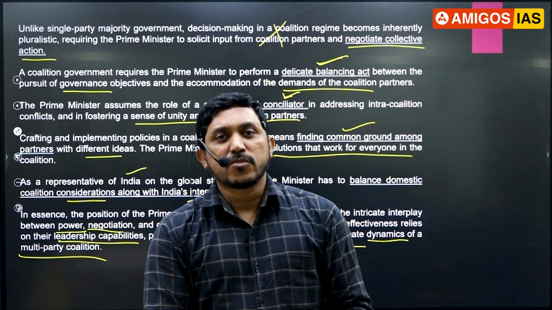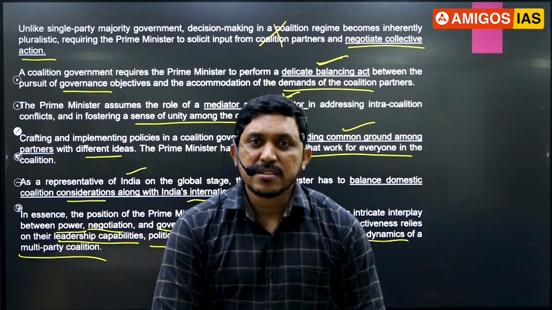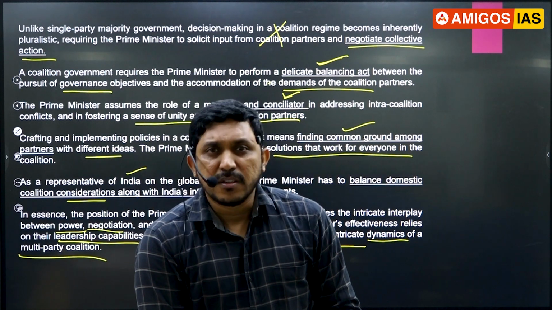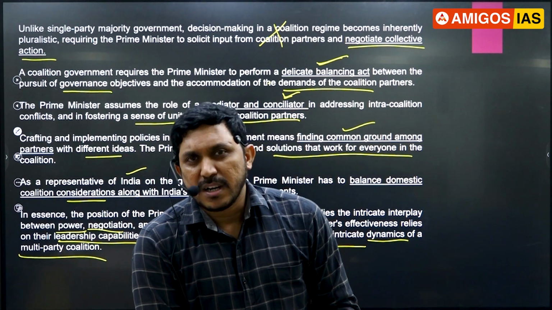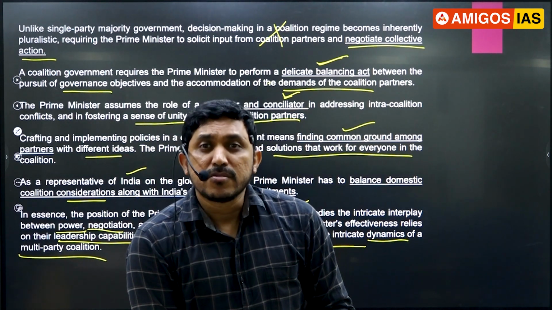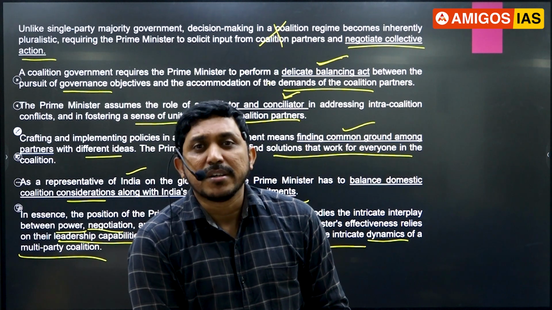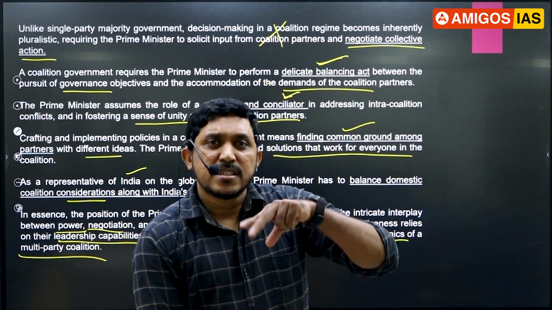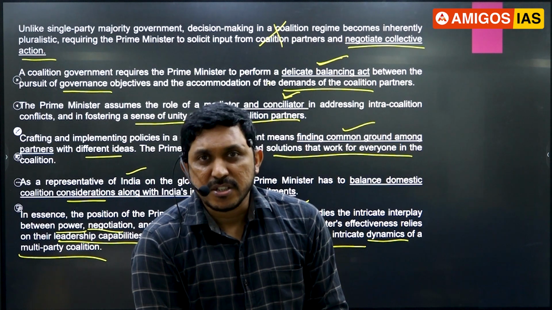The same will change, of course, when you write the answer in General Studies. You will not write exactly in this way. You can write in a different point-wise format. You can use flowcharts, schematic diagrams. You can use the examples of different coalition regimes in detail by giving some small examples. That is a different way of writing the answer in General Studies.